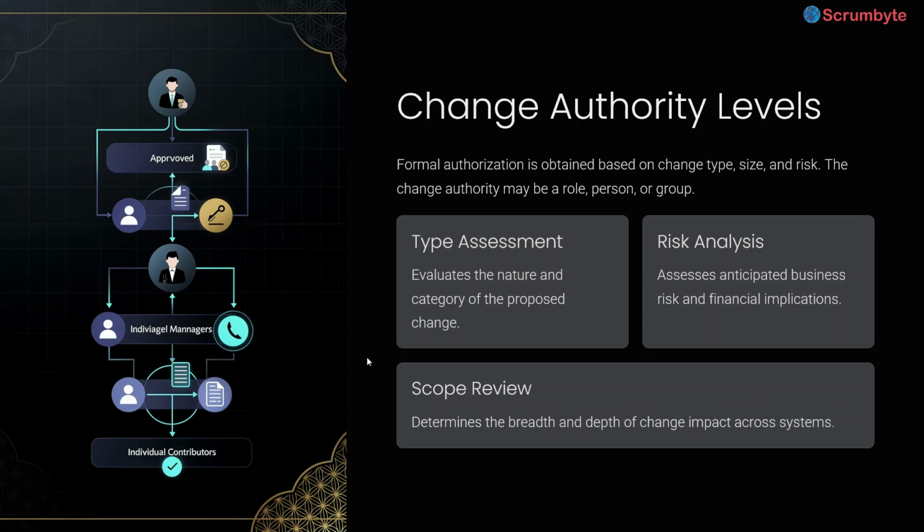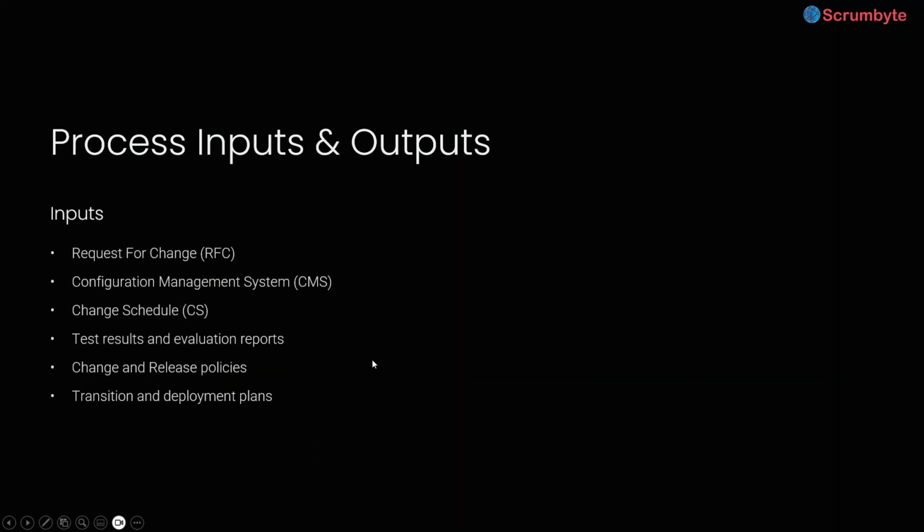Now, let us look into what the inputs and outputs for change management are. So these are the different inputs and outputs. A request for change, which we talked about. We need to understand the configuration management system. We need the change schedule. What is the schedule for the changes? When are we going to do that? The test results and the evaluation reports. When is the change going to be complete, and what are going to be the release policies?